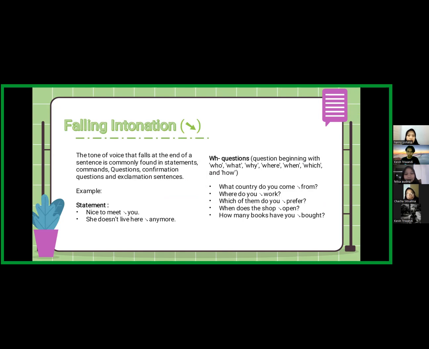Before that, I will mention that the pitch range can be divided into three parts.